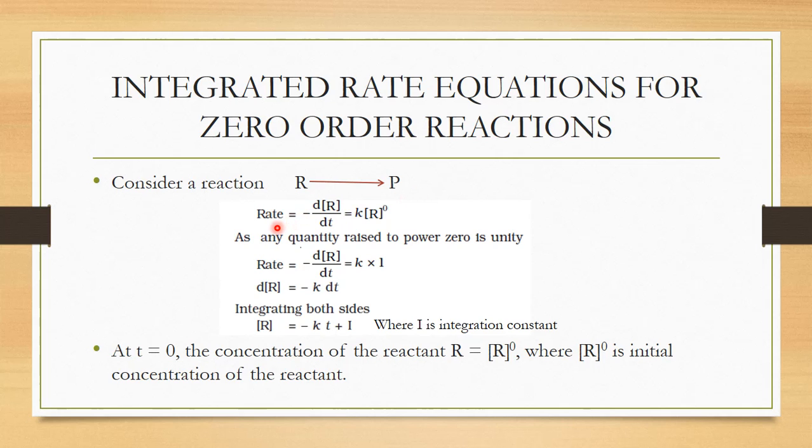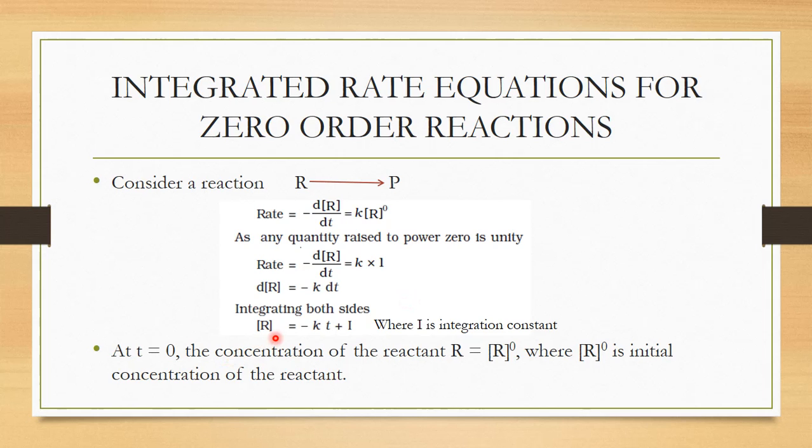We can write the expression for rate as minus d[R]/dt is equal to k into [R] raised to power 0. We have taken 0 here because we are taking a zero order reaction. You know, anything raised to power 0 is 1. So, the expression becomes minus d[R]/dt is equal to k, or we may write d[R] is equal to minus k into dt.